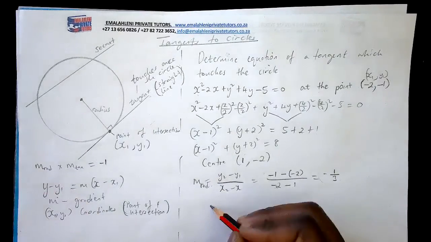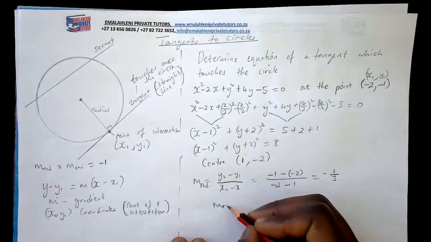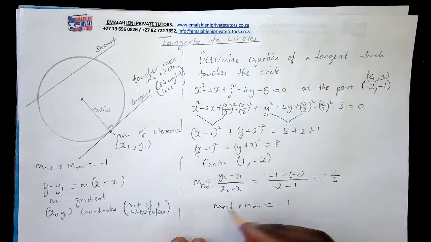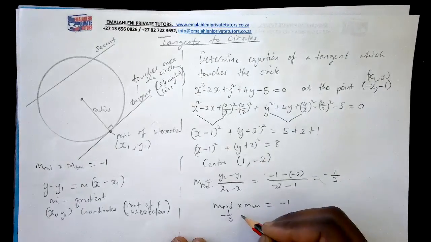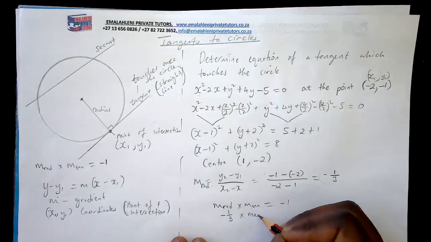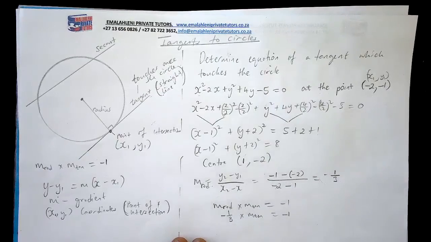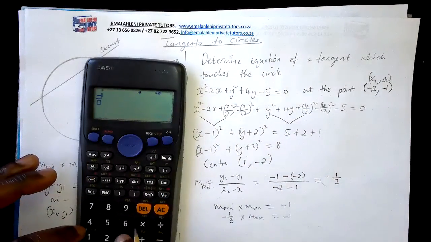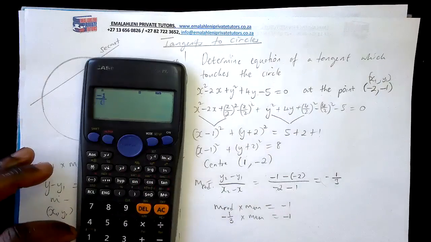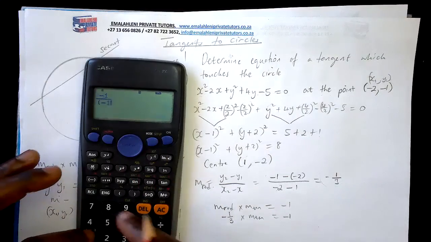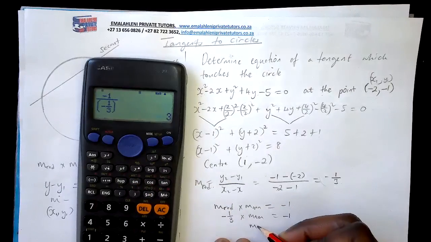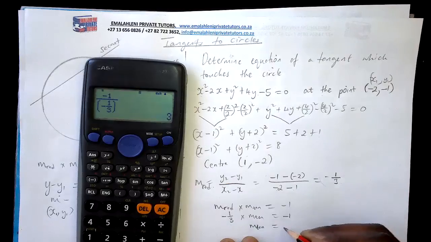Now, what do we do now? We're going to say m radius times m tangent. It must give us negative 1. Then what is our m radius? It is negative 1 over 3 times m tangent is equal to negative 1. Then what do we do now? We divide both sides by negative 1 over 3. We're going to get 3 and negative 1 here, in brackets, divided by negative 1 over 3. We put it as it is. Then we get 3. So m tangent, the gradient of a tangent, should be equal to 3.